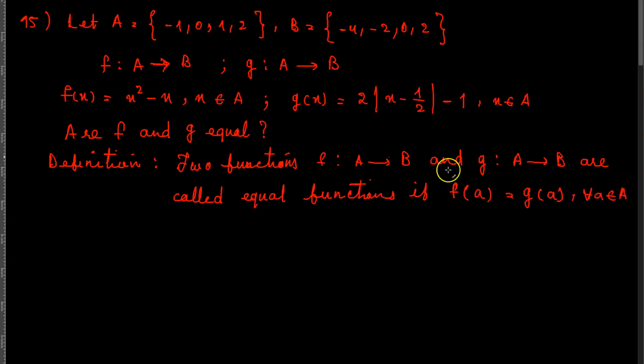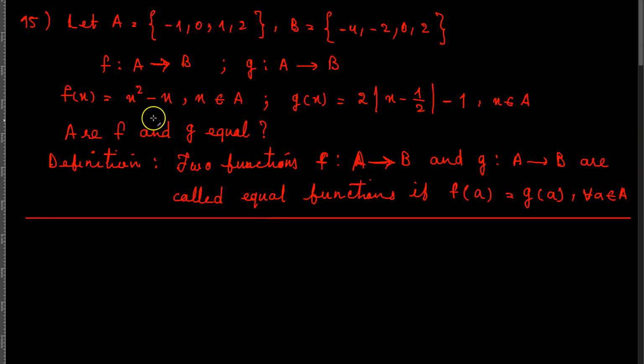All of these a's, of course, come from A, meaning that the domain of both of these functions is A, and we are assuming that lowercase a is some member of this set A. So two functions f from A to B and g from A to B are called equal functions if f of a is equal to g of a for every a belonging to A. So having that in mind, we want to answer this question: are f and g equal functions?